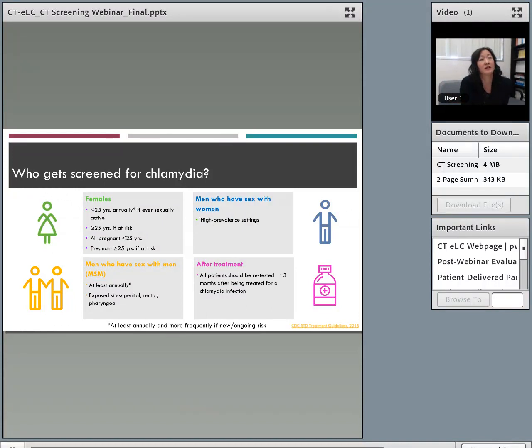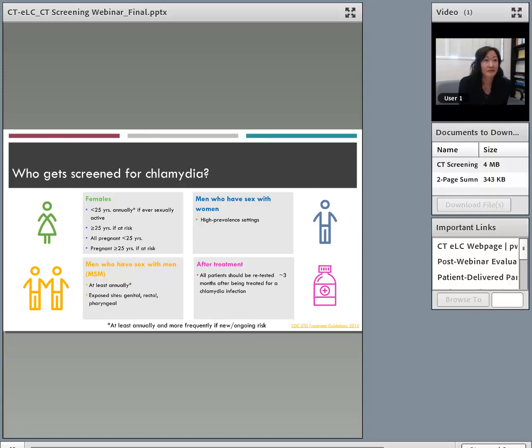And so dividing up folks into these buckets of who gets screened and how often. So for cisgender females under the age of 25, so basically 24 years of age or younger, if they've ever been sexually active. And if they're over 25, then basically if they're at risk. And we'll talk about what at risk means. All pregnant folks under the age of 25, and pregnant folks over the age of 25 if they're at risk. Now in the state of California, actually everyone gets screened for chlamydia and gonorrhea regardless of age, but these are the national recommendations by CDC.